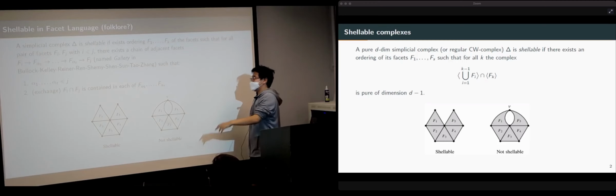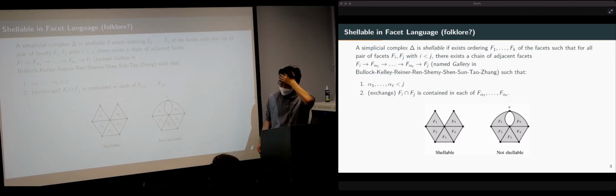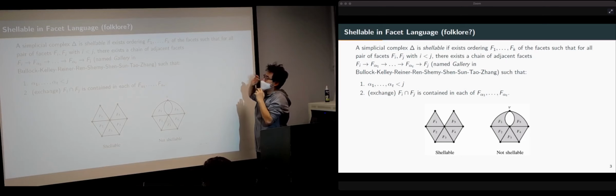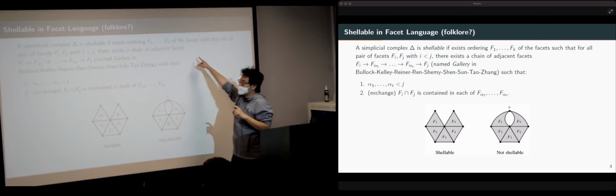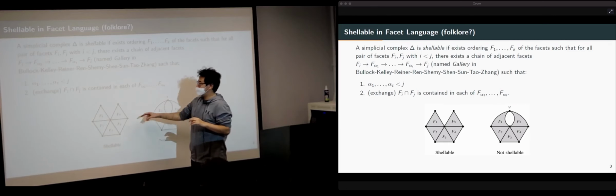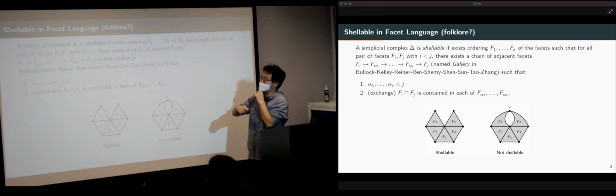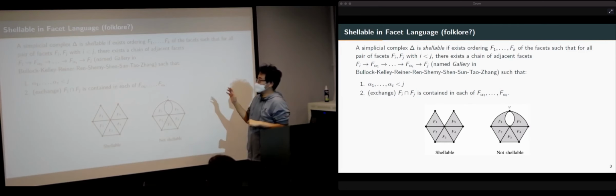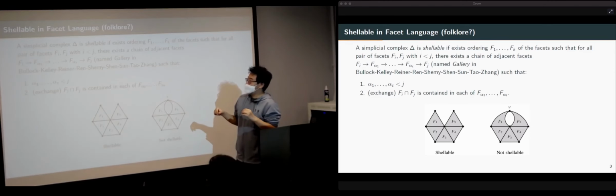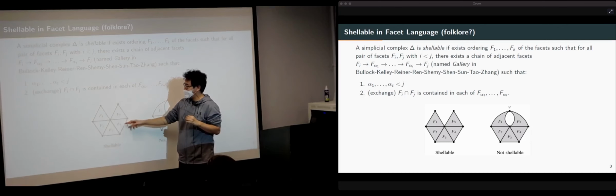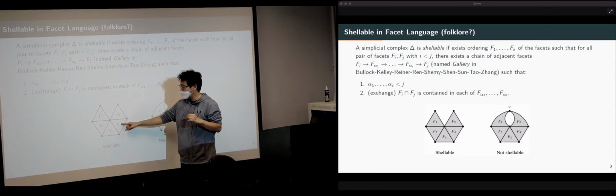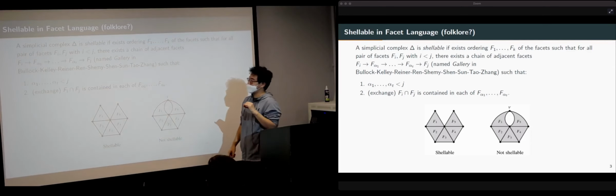So here's a different language to think about shellability, which I like to use. Another way to think about a shellable complex is the following. Do you have an ordering of the facets such that for any pair of facets, you can find a chain of adjacent facets in between using the smaller facets? Let me explain what a chain of adjacent facets means. Two facets are said to be adjacent if their intersection has codimension 1. For example, F5 and F4 are adjacent, F3 and F4 are adjacent, F2 and F3 are adjacent, and so on.